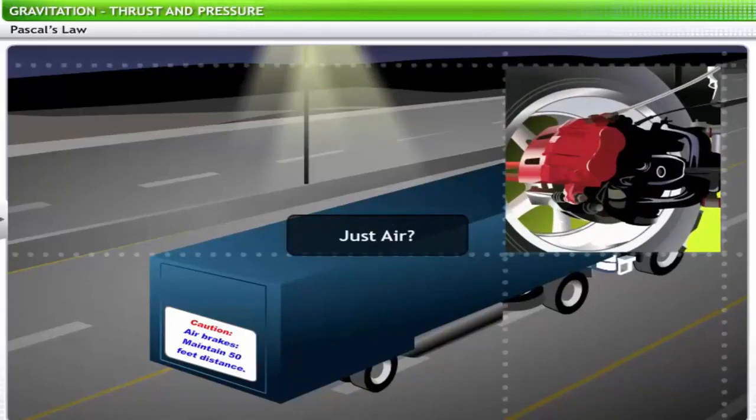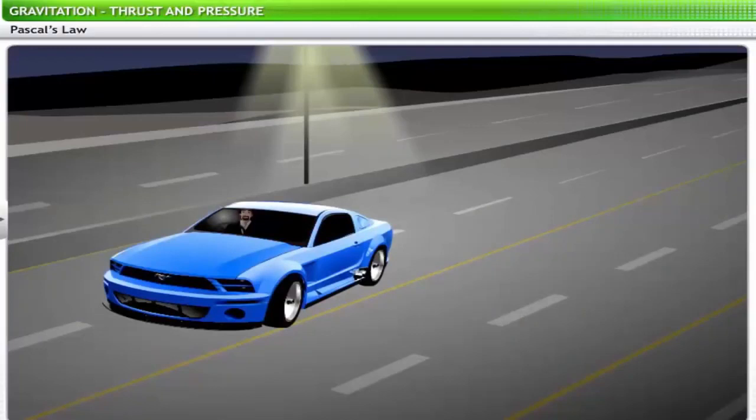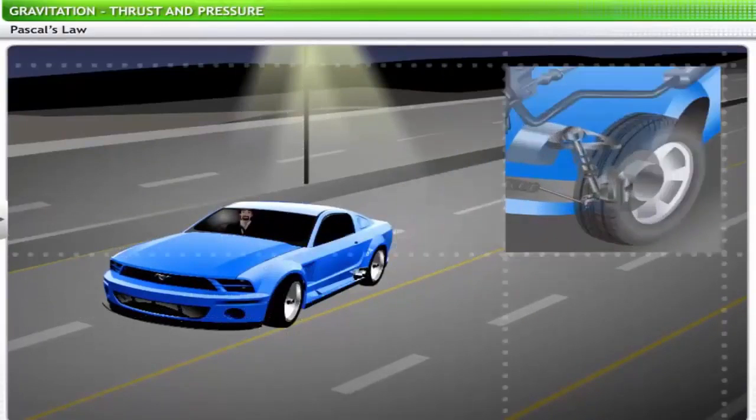Amazing, isn't it? In fact, the hydraulic brake system used in cars also involves usage of a fluid, brake oil. Both these applications, air brakes and hydraulic brakes, are based on a law related to pressure. This law is called Pascal's law.